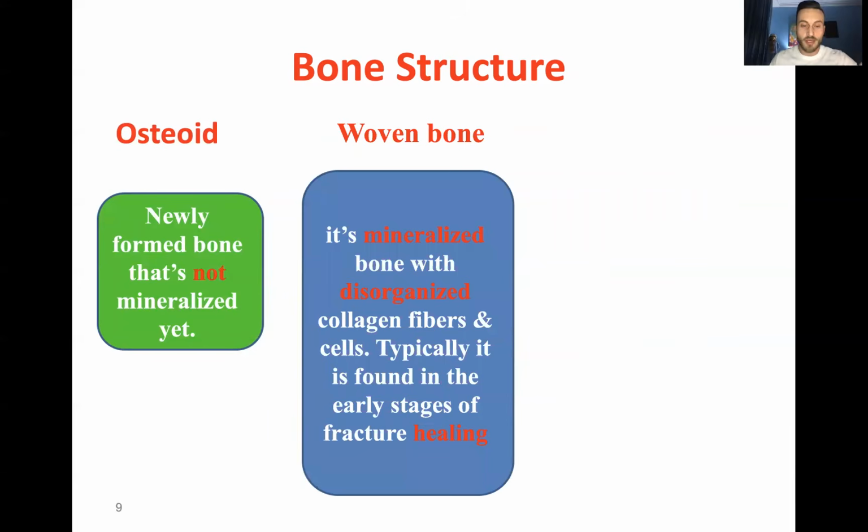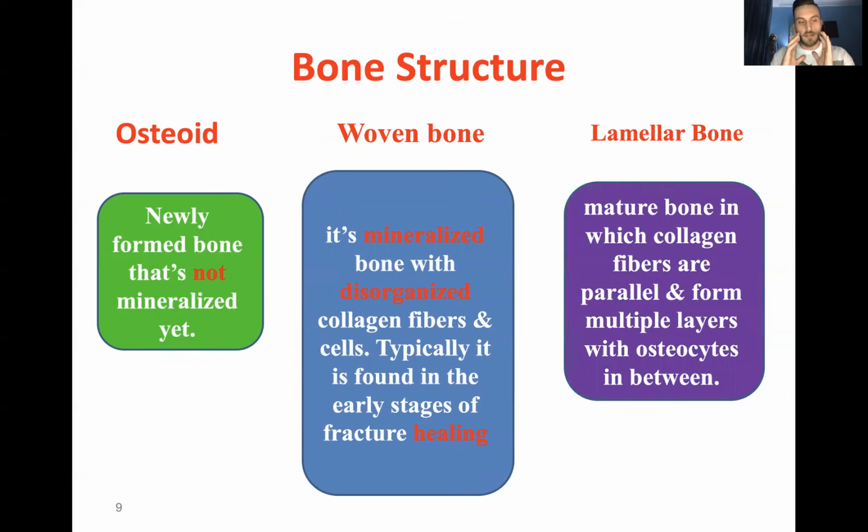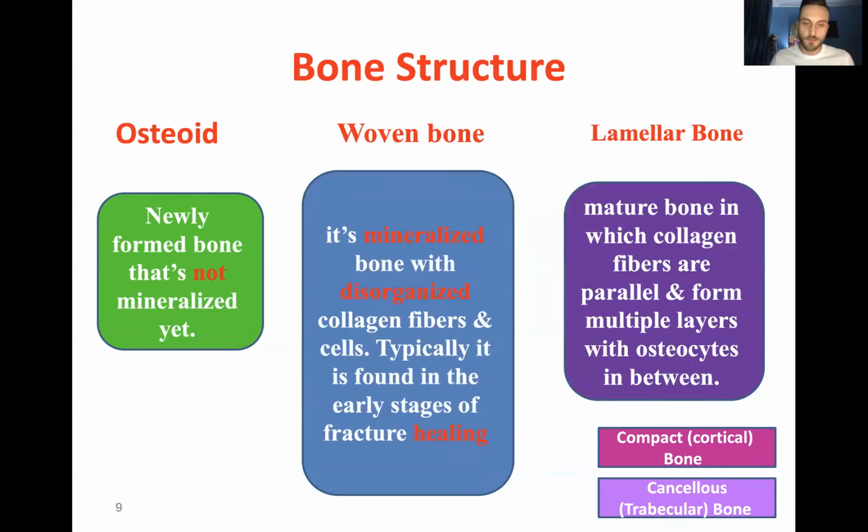But the problem with this bone is that the collagen is still disorganized. After the collagen is organized, which is the process of fracture healing, it will be called lamellar bone. The lamellar bone is the mature bone, in which collagen fibers are parallel and form multiple layers. We have two important types of lamellar bone: number one is the compact, or cortical bone, and the cancellous or trabecular bone.